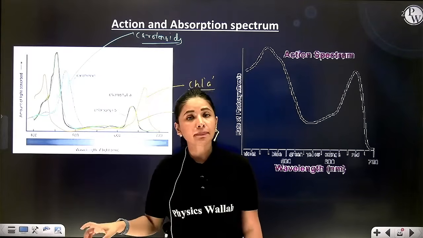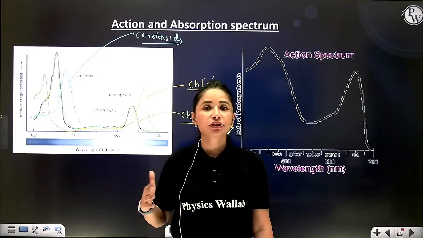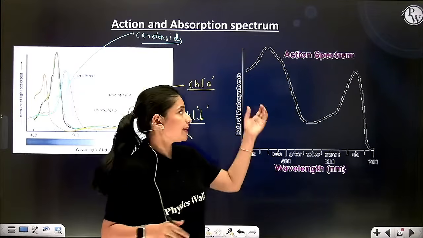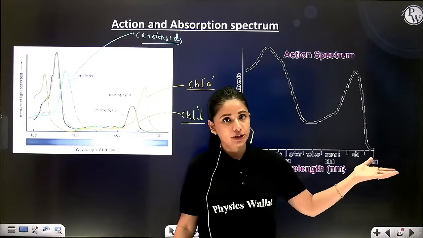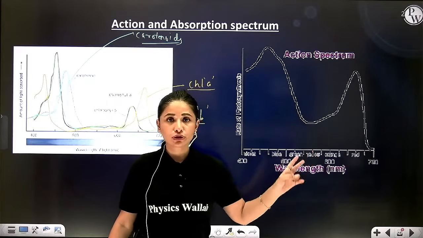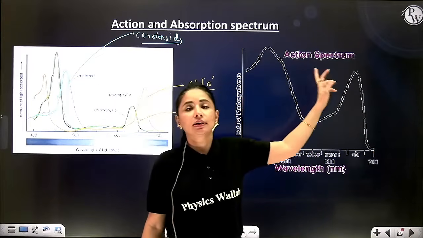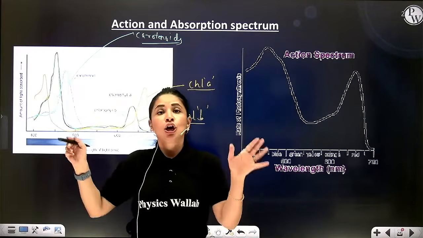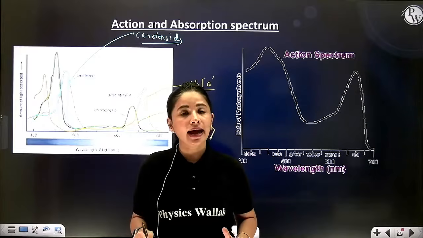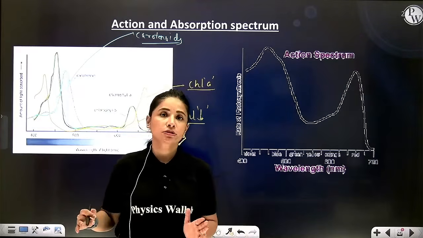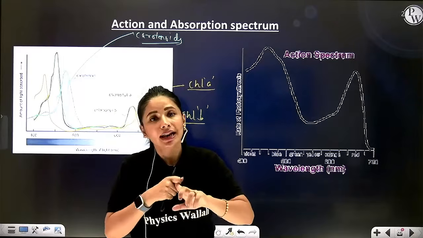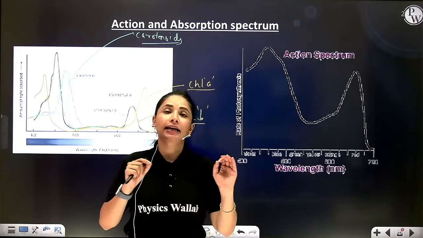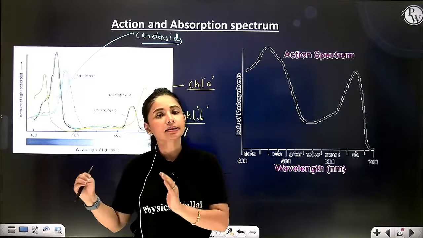Because photosynthetic pigments are maximally active at the blue region and red region, that is why maximum photosynthesis also takes place only in the red and blue region. That is why in the action spectrum also you see two peaks, one at blue, another at red. In the absorption spectrum also you see two peaks, one at blue, one at red. So we can conclude that both action and absorption spectrum are overlapping each other as they share common peaks, that is at the blue region and at the red region.